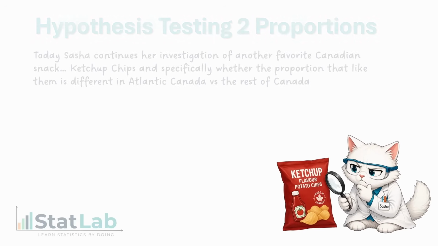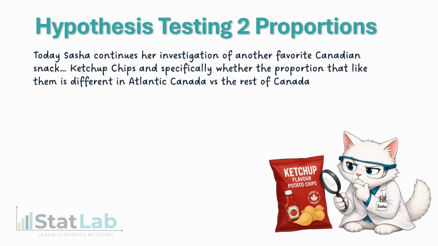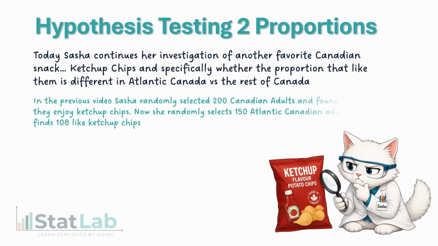So today, Sasha is going to continue her investigation of another favorite Canadian snack, ketchup chips, and specifically whether the proportion that like them is different in Atlantic Canada versus the rest of Canada. So in the previous video, Sasha randomly selected 200 Canadian adults and found 122 of them said they enjoy ketchup chips. Now she randomly selects 150 Atlantic Canadian adults and finds 108 like ketchup chips.